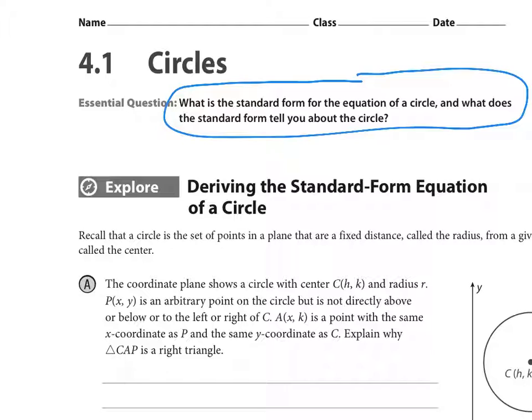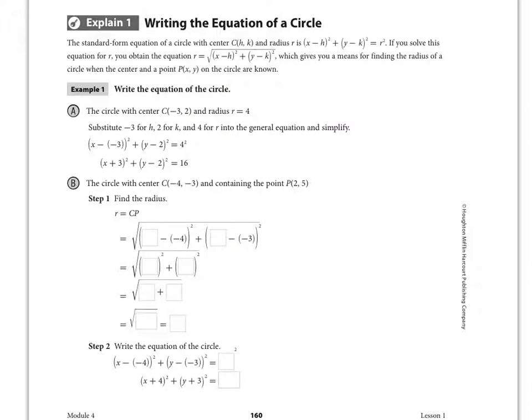I'm going to leave you the derivation of the equation of a circle. I'm going to leave that for your geometry teacher next year, and I'm simply going to present to you the equation. So if you'll turn to the next page, page 160, and in the middle of that page you will find the standard form for the equation of a circle, which is (x minus h) quantity squared plus (y minus k) quantity squared equals r squared.